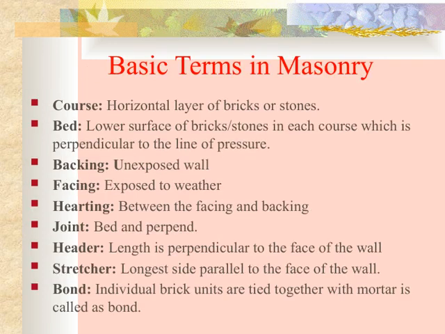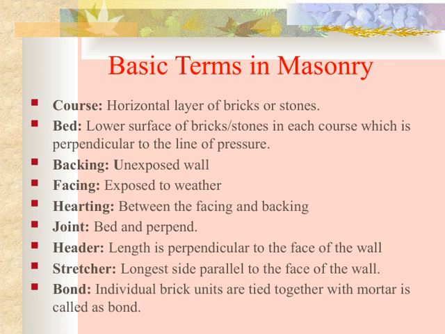Let's explore some basic terms in masonry that are fundamental to understanding how walls are constructed. First, we have the course, which is simply a horizontal layer of bricks or stones laid together. Think of it as one row in the wall. Next, the bed is the lower surface of each brick or stone within a course. It's positioned perpendicular to the line of pressure, providing stability and support.